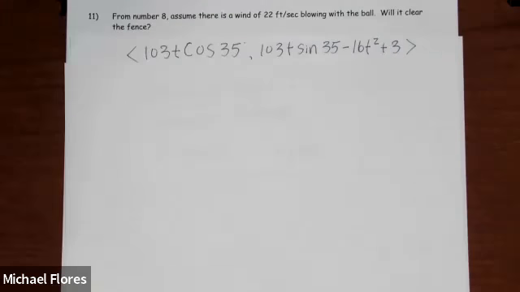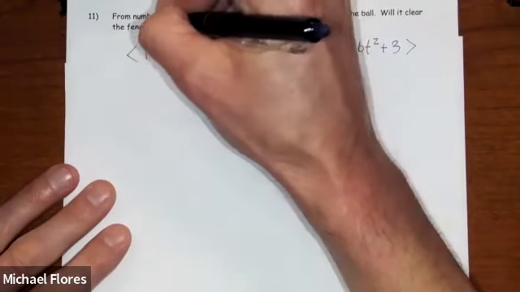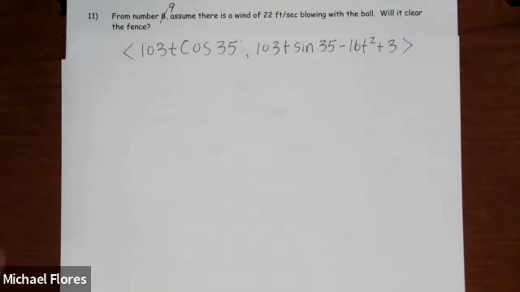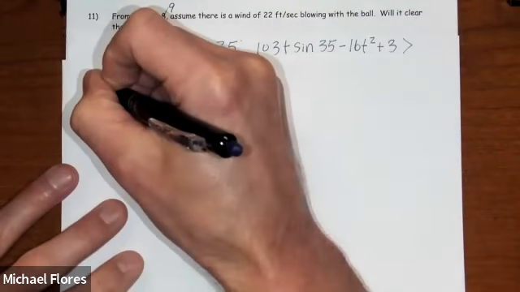Example 11, we have another misprint from number 8. That should be 9. Assume that there is a wind of 22 feet per second blowing with the ball. Will it clear the fence? Let me draw you another diagram.